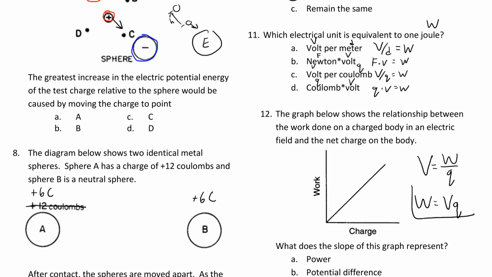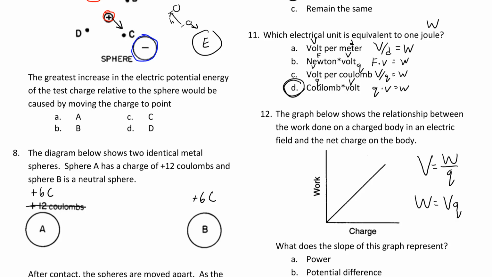So this is just an equivalent equation. If you're looking for the work, you could solve like that, do the voltage times the charge. So now we want to find the one that is a volt times a charge, or a coulomb times a volt, and that's going to be this equation here.